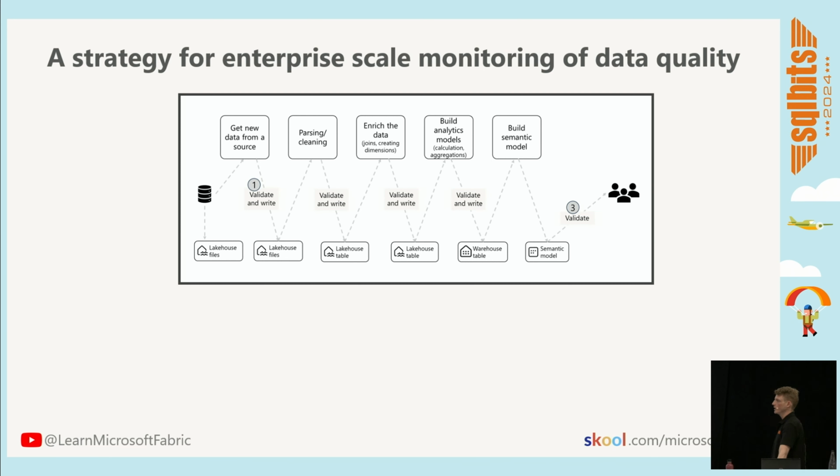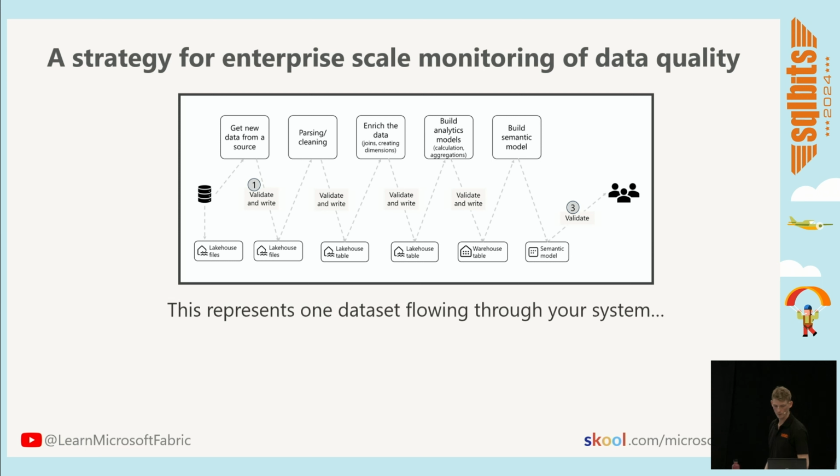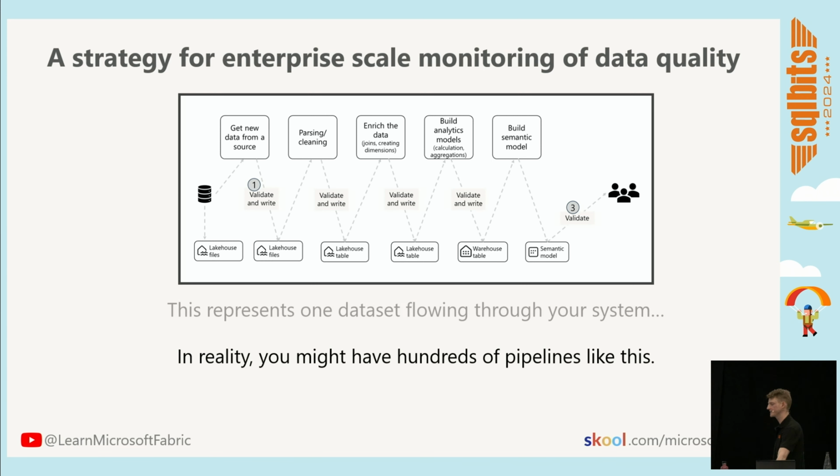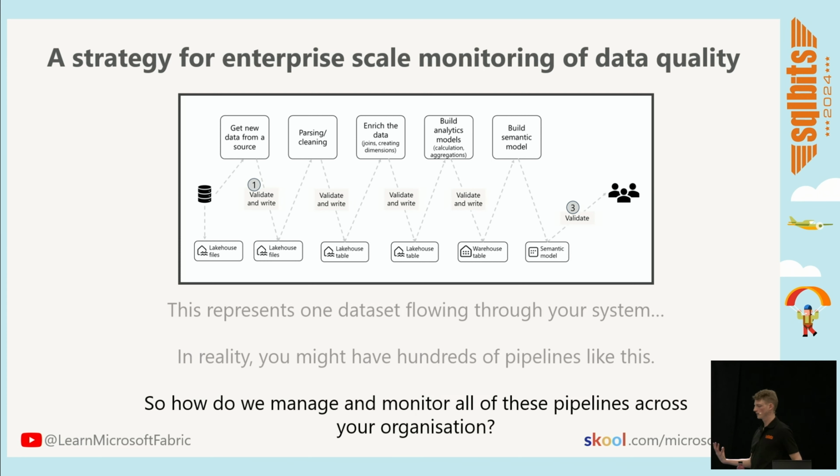So up until this point, we've been talking about one data set passing through our pipeline. Now I just want to step back a bit and think a bit more strategically at an enterprise level. We might have one data set flowing through our system, but in reality, you've probably got hundreds of pipelines like these. So how do you manage and monitor all of these different pipelines across your organization, right?